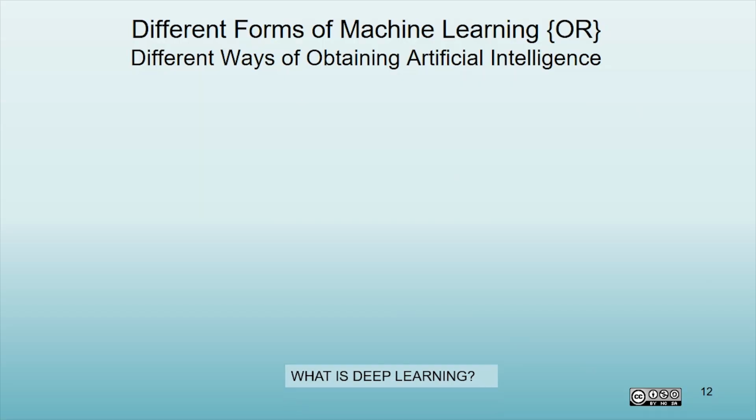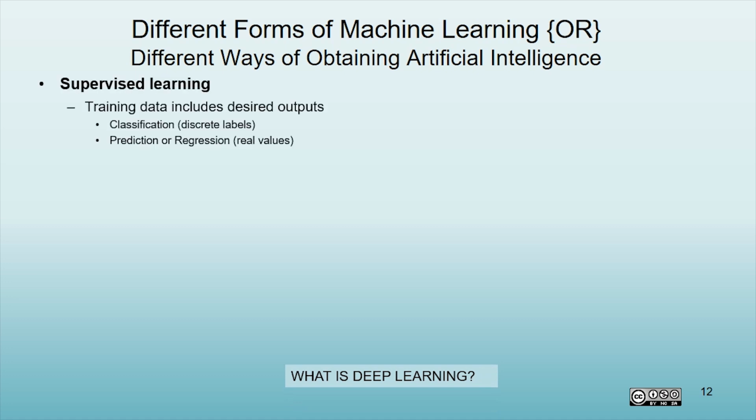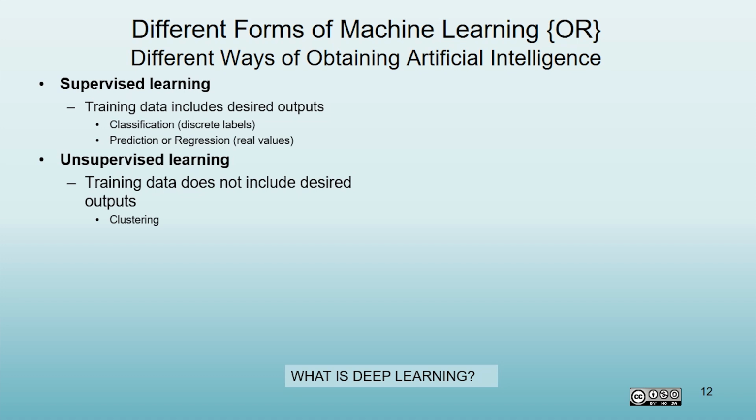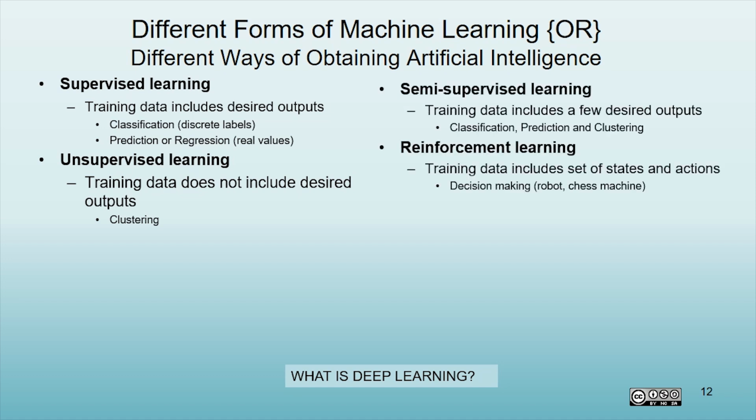Now we come to the different forms of machine learning. In the literature, machine learning can be conducted with a variety of strategies. Those strategies are otherwise called different ways of obtaining artificial intelligence. So what are those strategies? If you look at the presentation, the strategies are supervised learning, unsupervised learning, semi-supervised learning, and reinforcement learning. These are the different strategies.